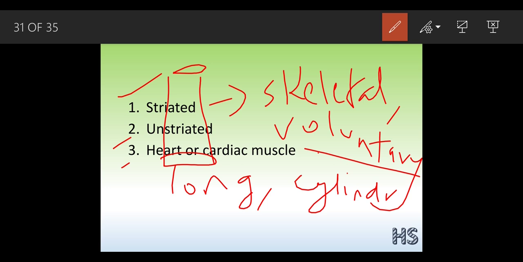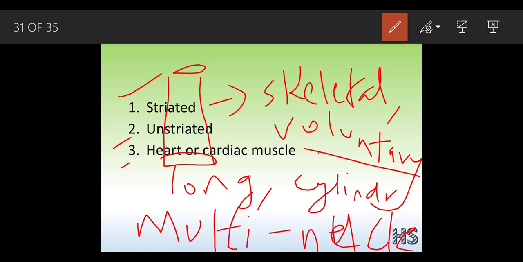And they are multinucleated. What do you mean by multinucleated? Multicellular you have heard. Multinucleated is the same, many nuclei. There are many nuclei present. These skeletal muscles constitute about 50% of your body weight. Suppose your weight is 70, so around 35 to 40 kg of your body weight is made up of striated muscle. Those striated muscles are very important.